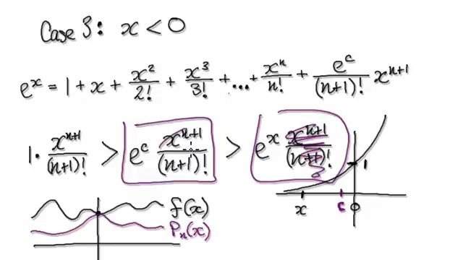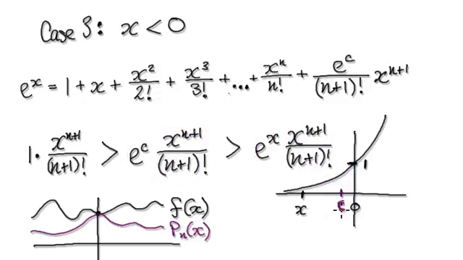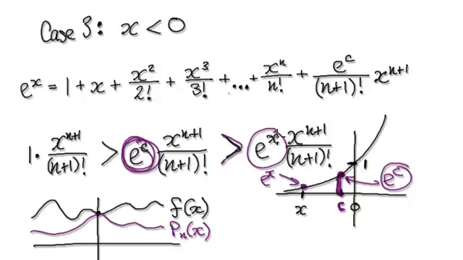So forget about this for the time being. Forget about this. e to the power c. From the theorem, it says that c exists somewhere in between the center, which is 0, and x. c must exist somewhere in between here. Well, e to the power c is right here. You can see that e to the power c must be greater than e to the power of x. This is e to the power of x. So e to the power c must be bigger than e to the power of x.